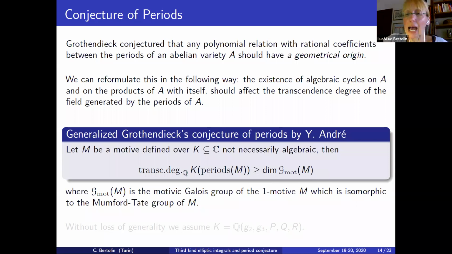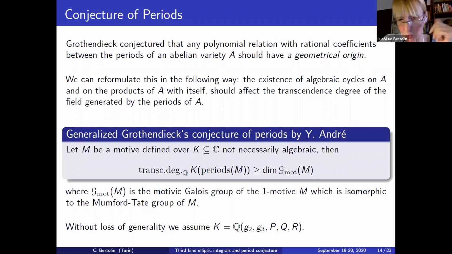I don't want to define this group because it's really complicated. I will just give some details later. K is the field of definition of our 1-motive. We can assume K to be Q, g2, g3, P, Q, R. So this is the field of definition of our 1-motive.